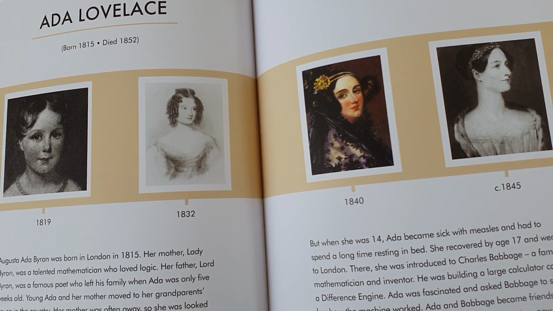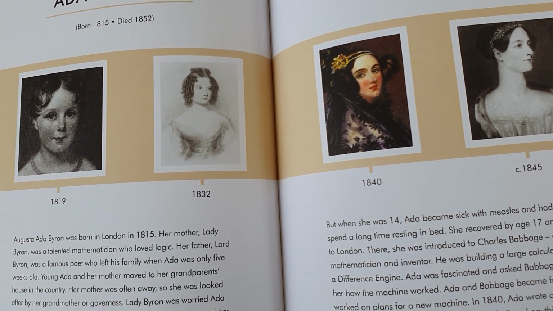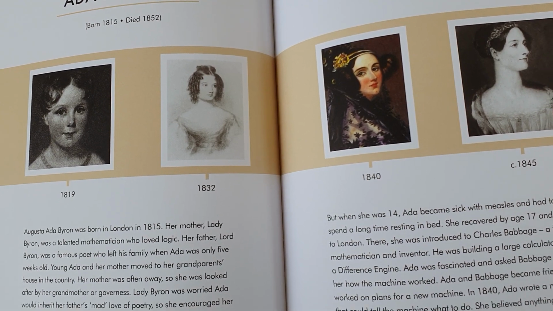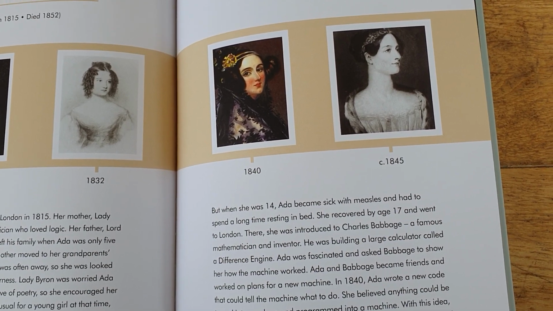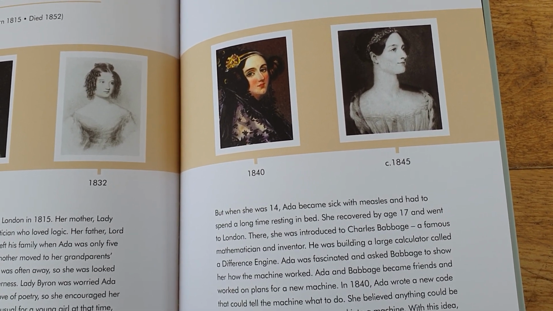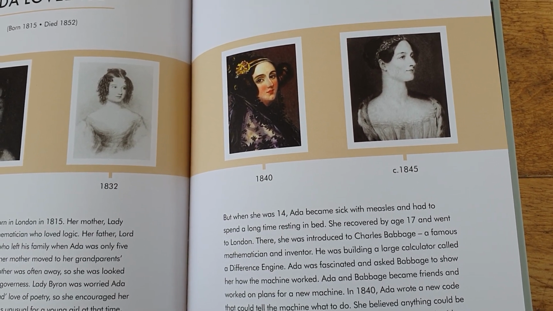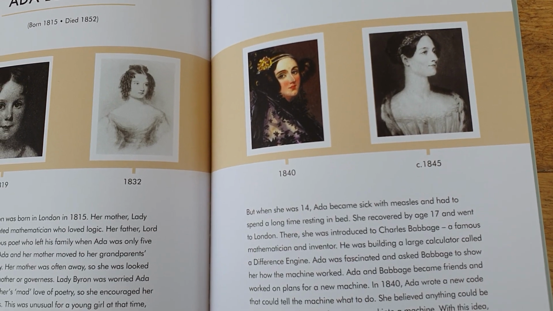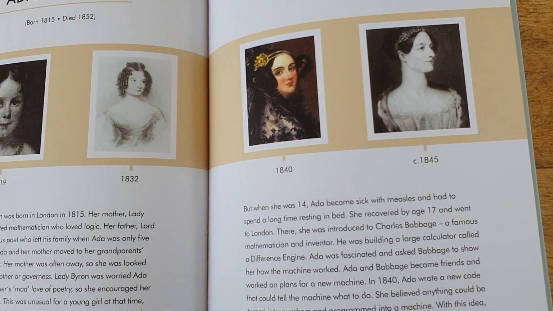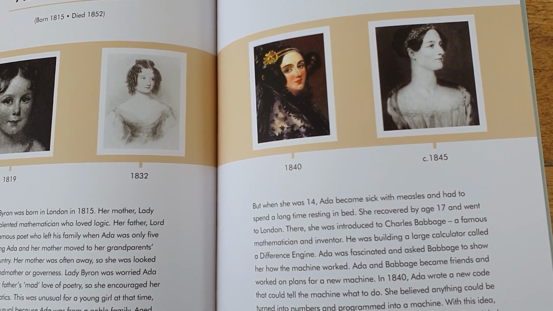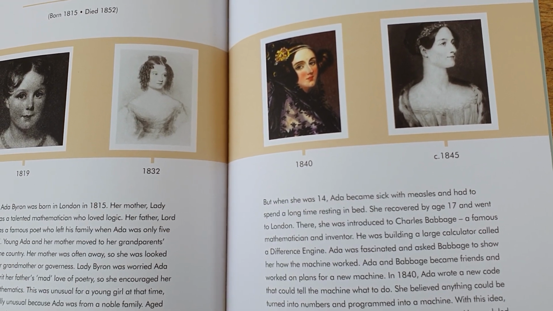Aged 12, Ada started to dream of flying machines. She studied the way birds flew and wrote down her thoughts in a book called Flyology. But when she was 14, Ada became sick with measles and had to spend a long time resting in bed. She recovered by the age of 17 and went to London. There she was introduced to Charles Babbage, a famous mathematician and inventor. He was building a large calculator called a difference engine. Ada was fascinated and asked Babbage to show her how the machine worked.